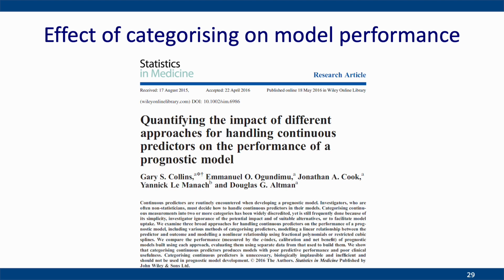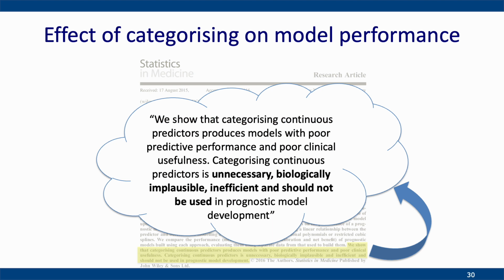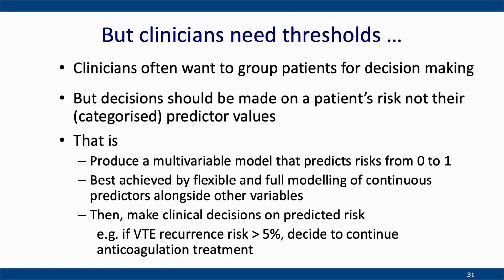Lovely paper by Gary Collins and Doug Altman and colleagues, who examined in simulation studies the impact of different approaches for handling continuous predictors. Very strong conclusion. They show categorizing continuous predictors is unnecessary, biologically implausible, and inefficient, and should not be used in prognostic model development. The argument back against this, and why people say, well, no, actually categorization is needed, is because clinicians and health professionals may want to group patients for decision making.